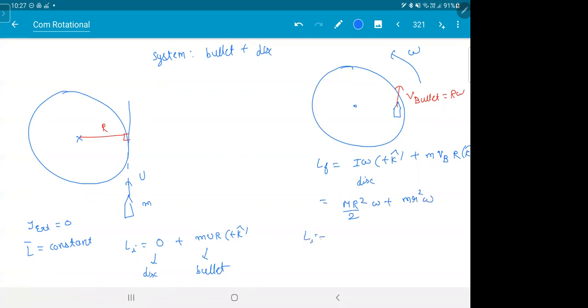So if you substitute here, I end up with mr square by 2 omega plus m into r square omega. L initial is equal to L final. Equate them. MUR is mr square by 2 omega plus small mr square omega. You get omega would be mu by mr by 2 plus mr. That's your answer. Check it out. Have a look at this. Any step you didn't get, please ask me.